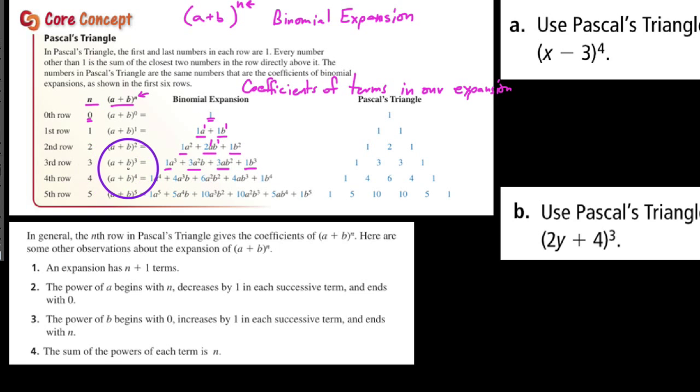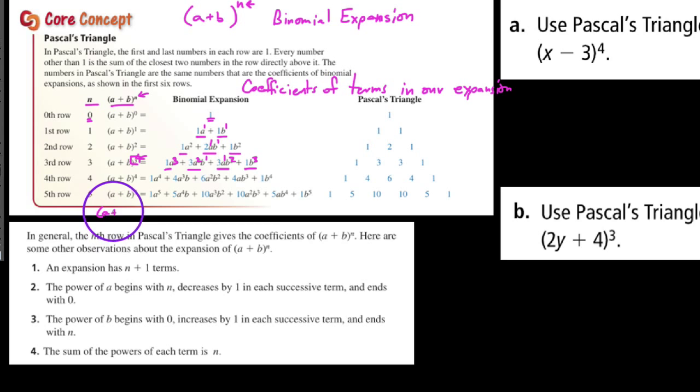When we take a plus b to the 3rd, we start with a having all of that 3 right there, all of the n. And then as we go to the right, look what happens. A becomes to the 2nd power, b becomes to the 1st power in the next term. Then a is to the 1st power, b is to the 2nd power. And then a is to the 0th power, which doesn't show up there, and b is to the 3rd.